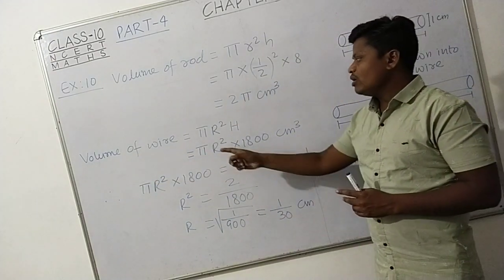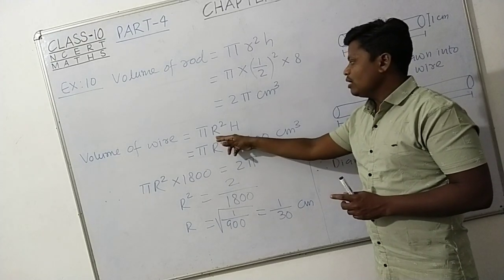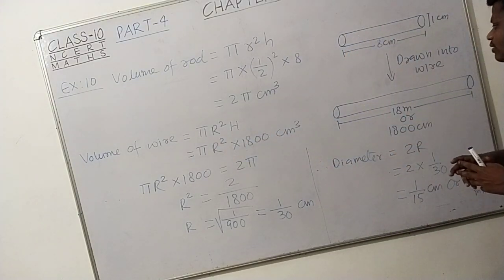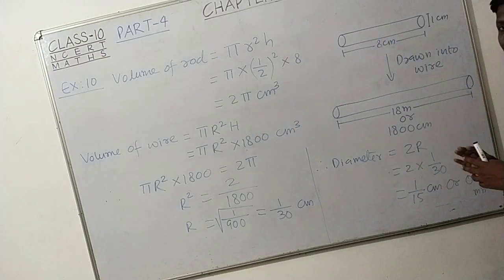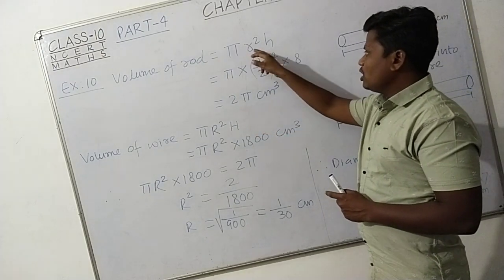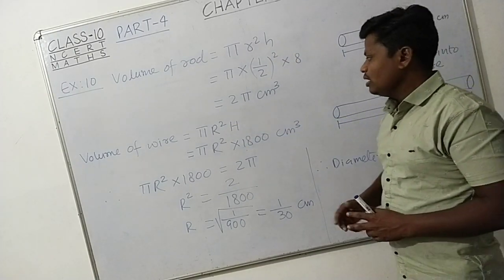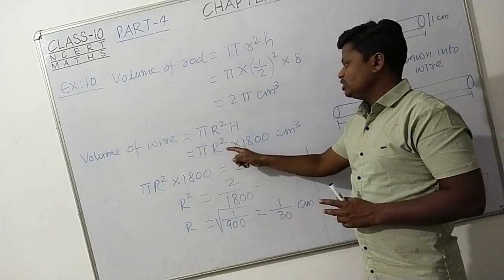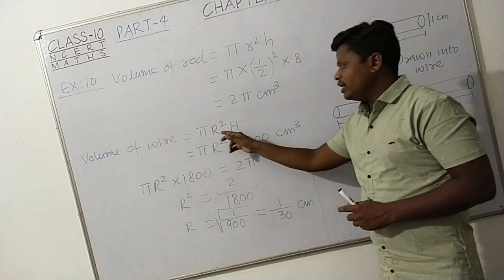तो वॉल्यूम ऑफ वायर होगा पाई कैपिटल R स्क्वायर कैपिटल H, राइट. यहाँ पर कैपिटल R that is the radius of the wire, and the capital H that is the height or the length of the wire, right. तो यहाँ पर स्मॉल r और स्मॉल h हम ले चुके हैं, इसलिए हम यहाँ पर कैपिटल ले रहे हैं दोनों को डिफरेंशिएट करने के लिए. तो पाई की वैल्यू हमने रखी है, और r स्क्वायर हमको निकालना है. रेडियस हम फाइंड करेंगे तभी हमको डायमीटर मिलेगा, तो हम यहाँ से रेडियस फाइंड करेंगे.